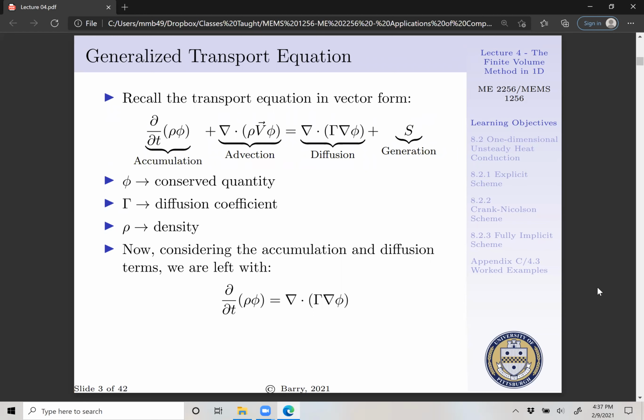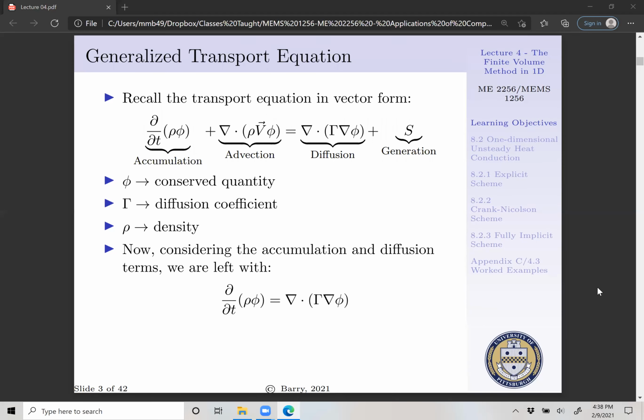Now, let us just refresh our memories. Our general scalar transport equation, put in vector form, can be represented as follows. We have the partial derivative with respect to time of rho phi, where rho is the density of our material of interest and phi is our conserved quantity. So the time rate of change, and when we take the partial, this is telling us how much of our conserved quantity is accumulating within our control volume. Then we have advection, where we have the divergence of our density times our velocity vector times our conserved quantity.